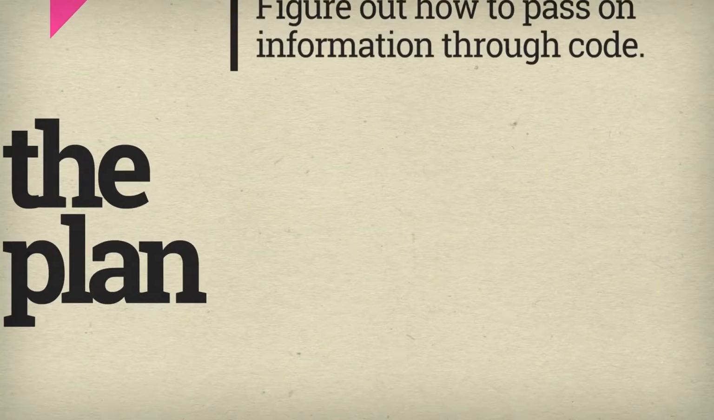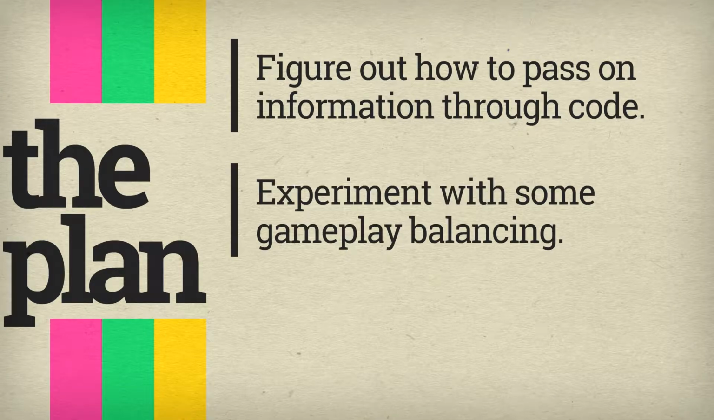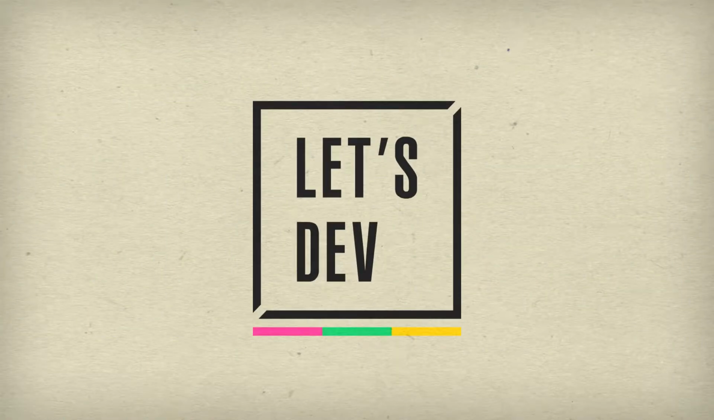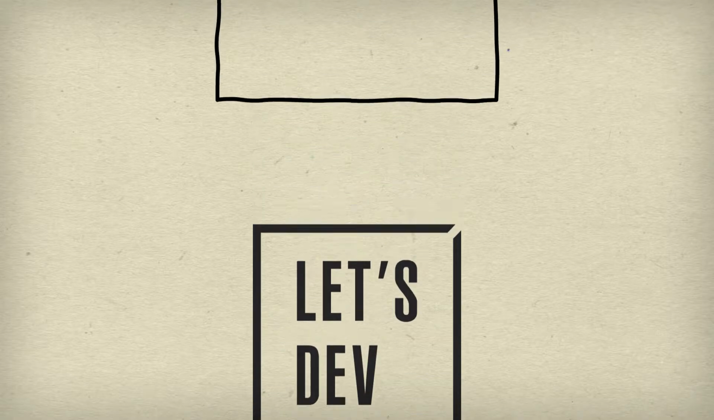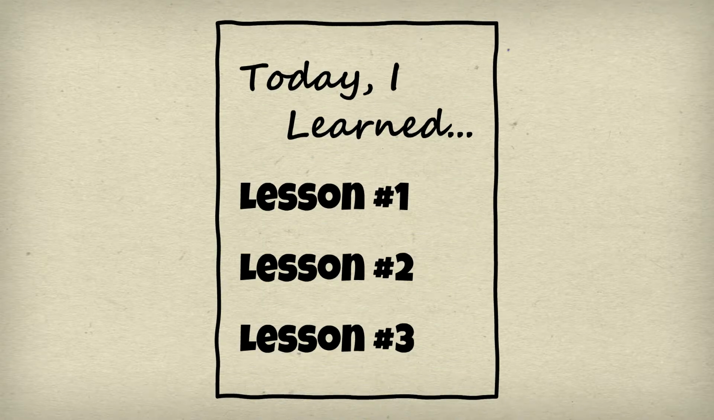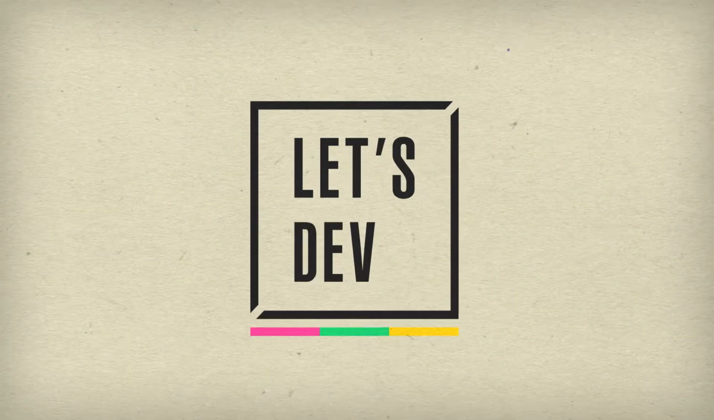That's right, we're picking things up right where we left off by trying to figure out how to pass necessary resource information on. We'll also take a look at some gameplay balancing and start work on the camera controls. And before we begin, for this episode, we're mixing things up a bit. Today I'll be listing 3 major things I learned while recording this session, and you'll see why in a bit. So let's not waste any more time and get to the coding.